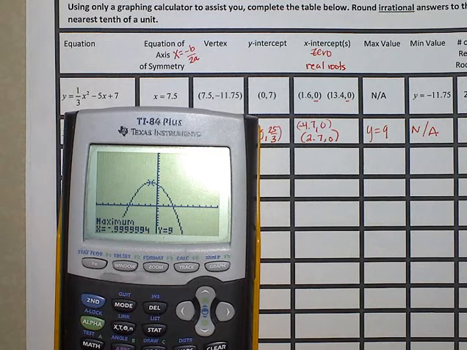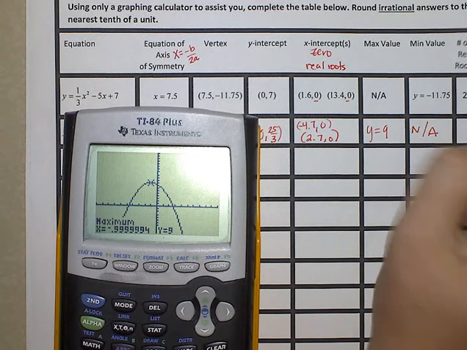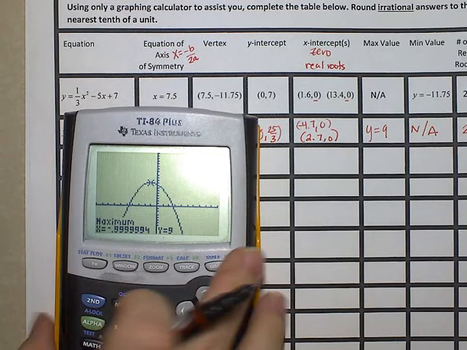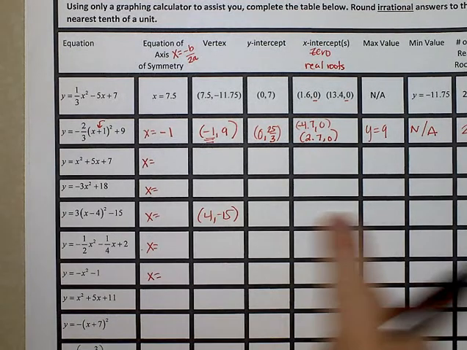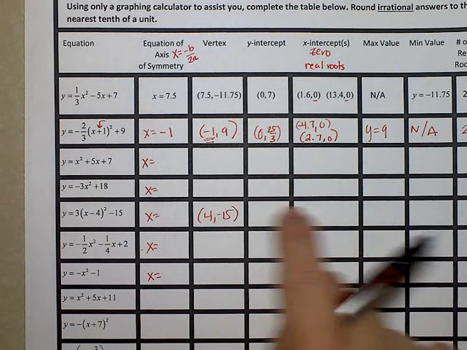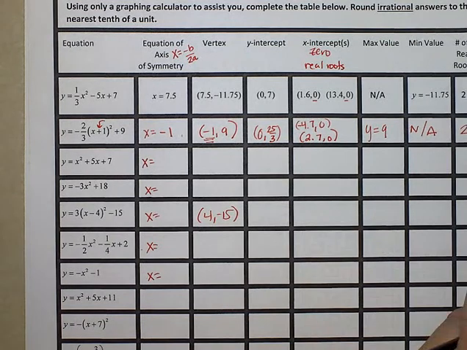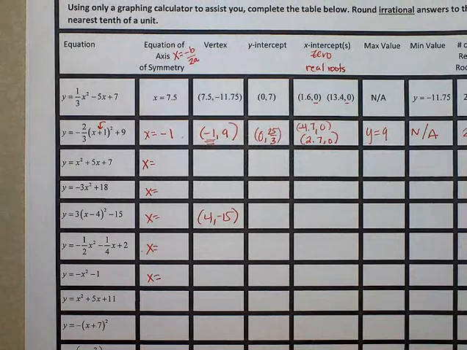What's another word for real roots? X-intercepts. What's another word for real roots and x-intercepts? Zeros. So how many real roots do we have? 2. With your partner, you're going to fill out this line. I'm going to do the exact same thing on my graphing calculator shortly. I'm going to give you right now with your partner 2 minutes. Begin.